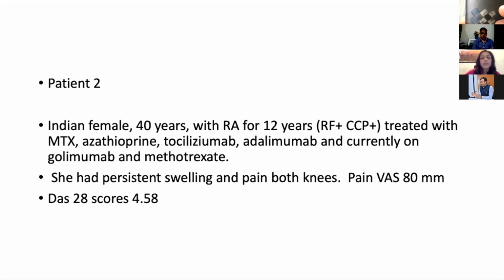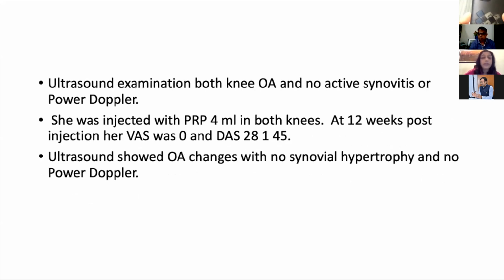The second patient was an Indian female. Similarly, she had been on multiple biological drugs, you name it, Humira, Actemra, Simponi, everything. But she had pain in both knees. She is a rheumatoid arthritis patient who had almost grade 4 osteoarthritis of the knees with no synovitis or synovial hypertrophy. She was injected with PRP, even though this was more of a secondary osteoarthritis, and she did well for more than 12 months.